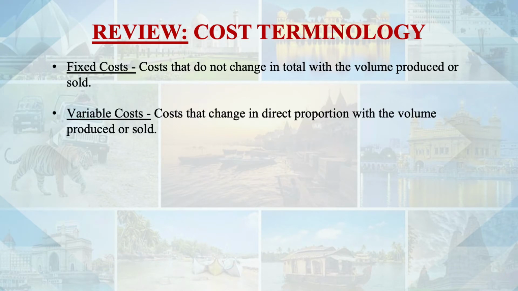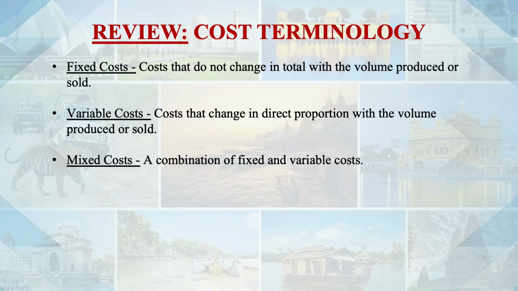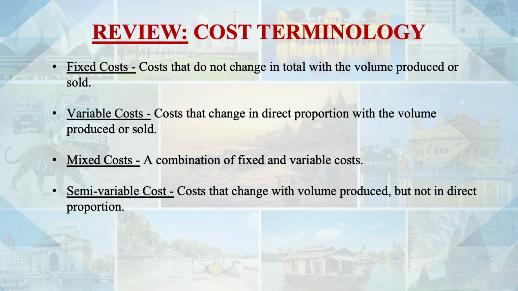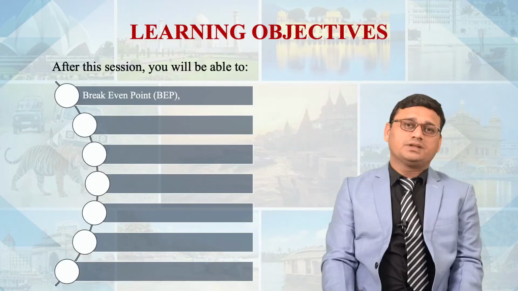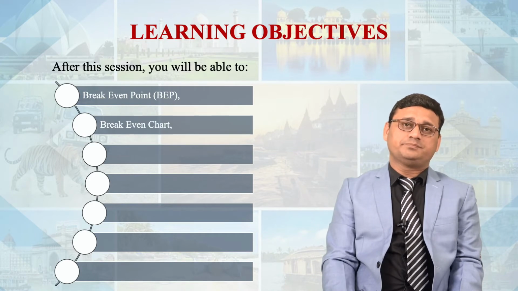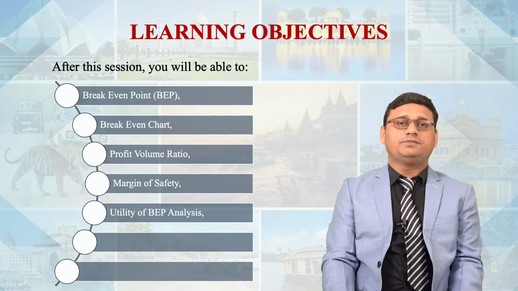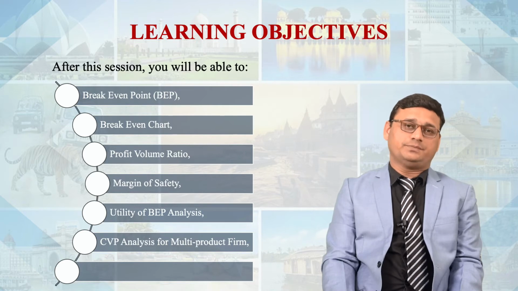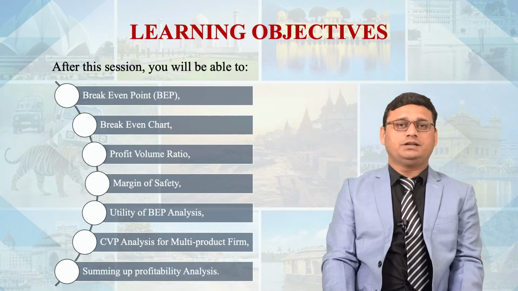so that total cost can be contributed and identified. In this lecture, in Part 2 of profitability analysis, we will mainly cover the break-even point, a very famous topic, used very efficiently and effectively by most business and non-business firms to identify project cost, project revenues, and at what level production should be done. Then the break-even chart, the same topic, discussed with the help of a chart, profit volume ratio, margin of safety, utility of break-even point, and finally CVP analysis for multi-product firms, because no firm produces a single item, and then we'll sum up the profitability analysis.